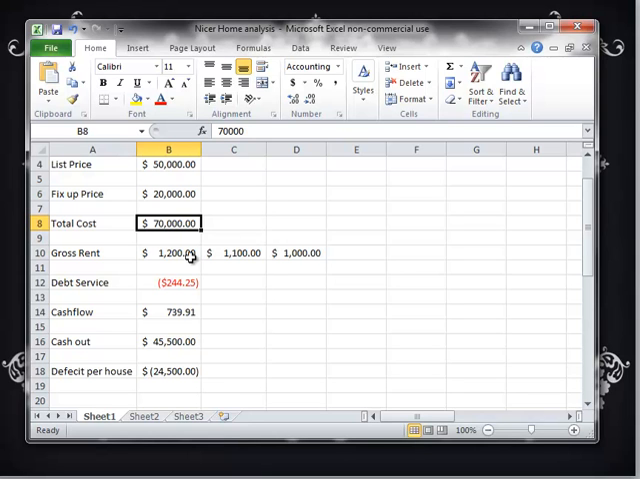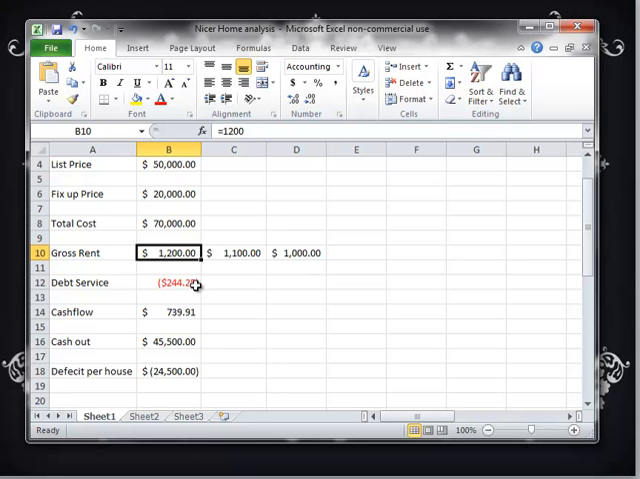Now in this next row here, I have three gross rent scenarios. I have a $1,200 a month rent scenario, $1,100 a month, and $1,000 a month rent scenario.